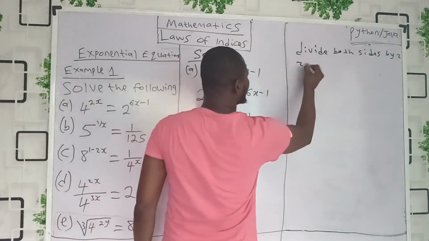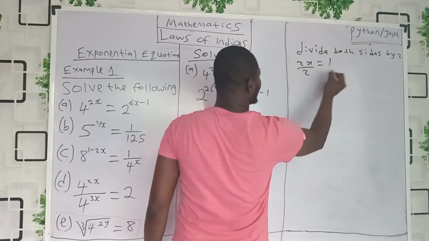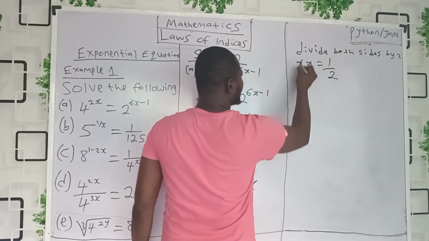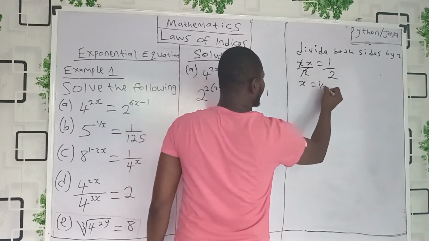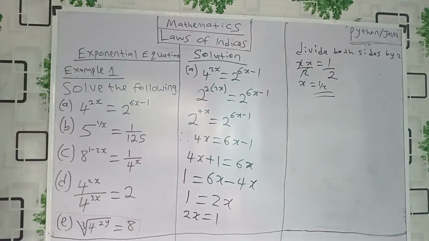2x is equal to 1. So 2x is equal to 1. I will now have divided by 2, divided by 2. 2 will cancel 2 here. Therefore, x is equal to 1 over 2. Beautiful. Can you see that?